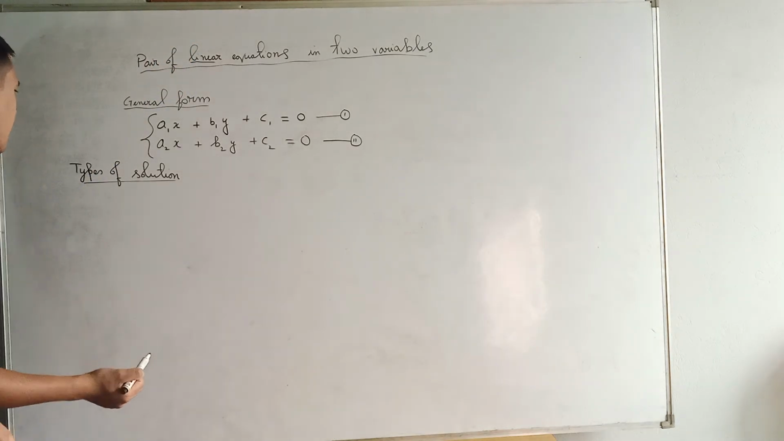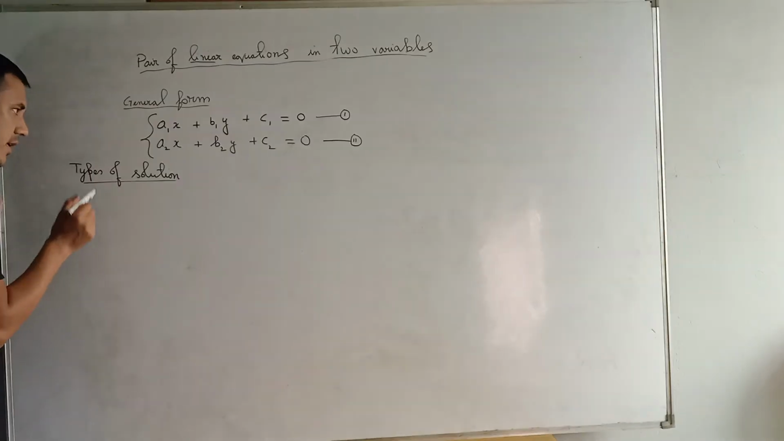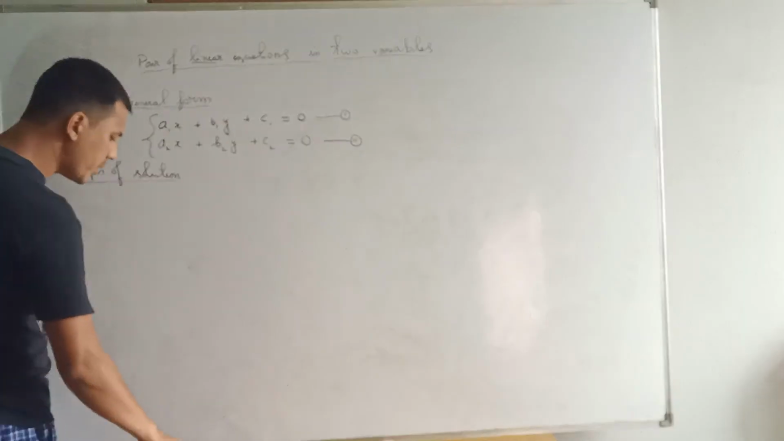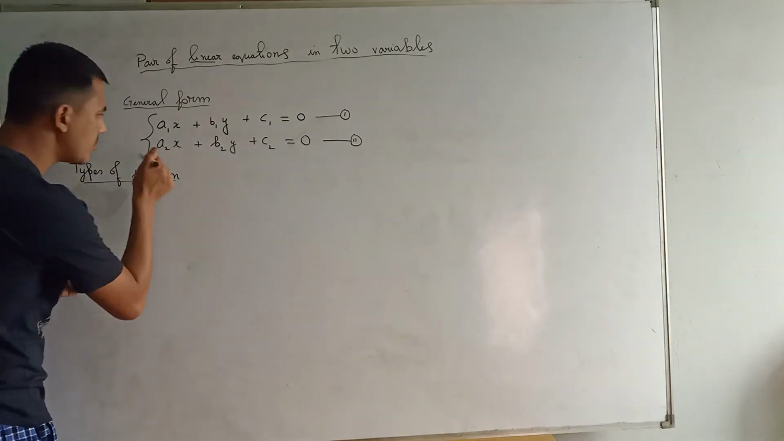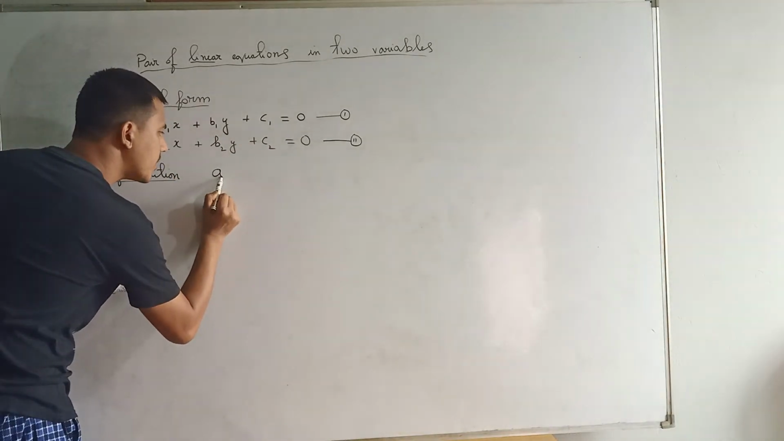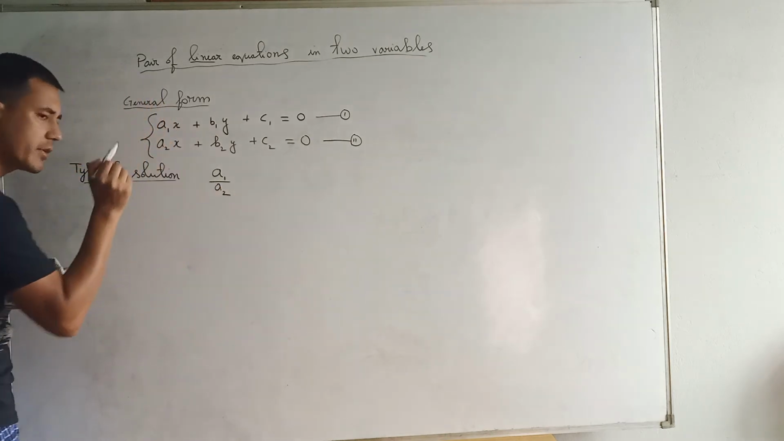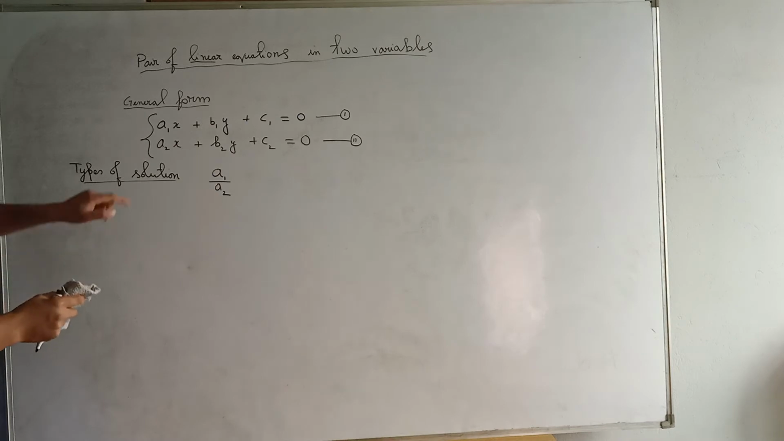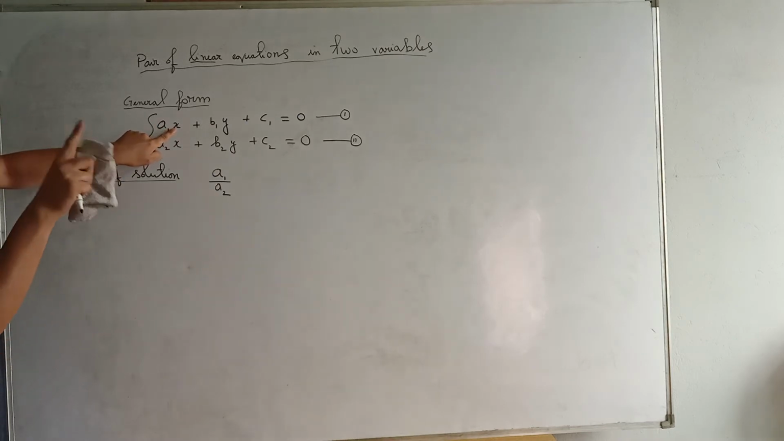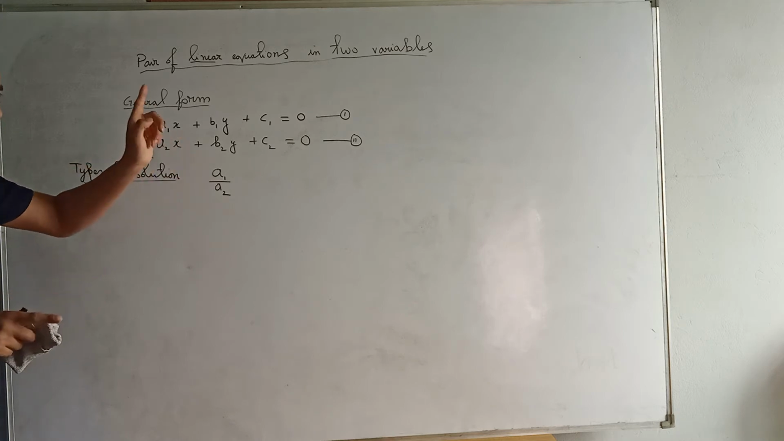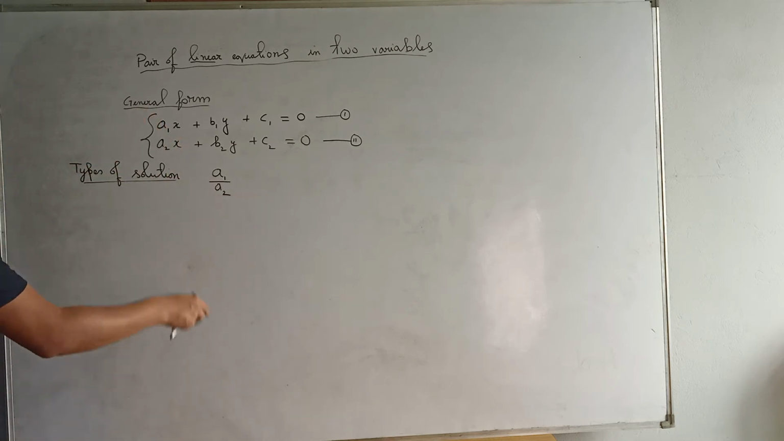Okay? So the first type of solution is like this. In order to find out the type of solution, what you need to do is find out the ratio of A1 and A2. A1 is the coefficient of x in the first equation. A2 means coefficient of x in the second equation. So you have to find out the ratio of A1 by A2.